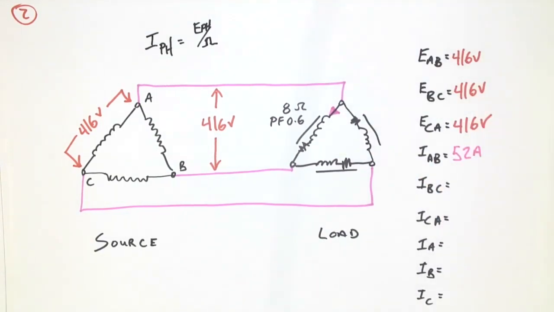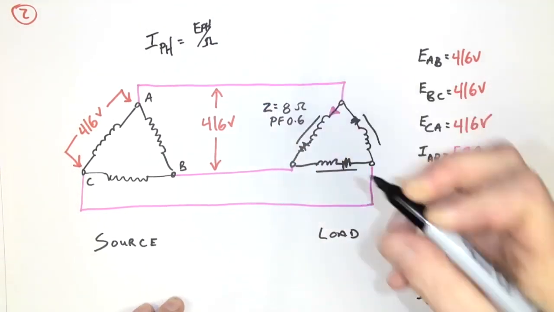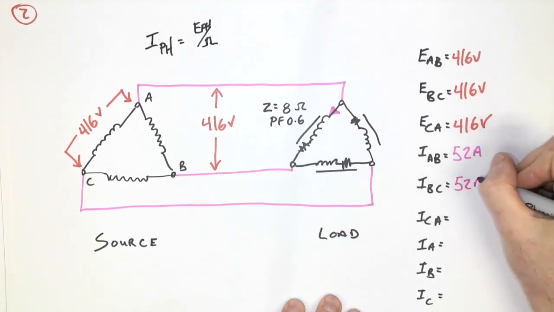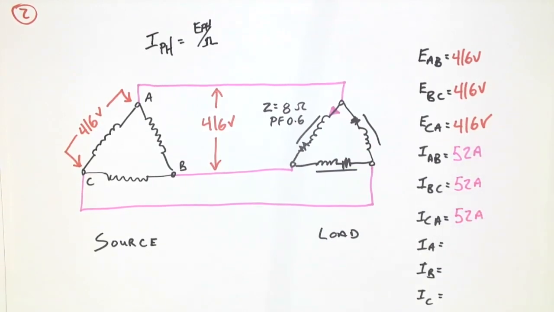Now I should add that the 8 ohms is assumed to be the Z, and I'm just going to clarify that to ensure that there's no confusion. That is the total Z of each of those 3 individual loads. All right, so we have 52 amps from A to B. We would have another 52 amps from B to C and 52 amps from C to A.